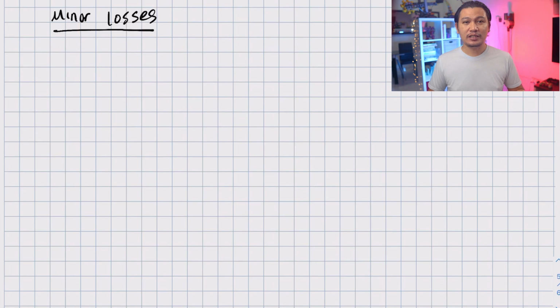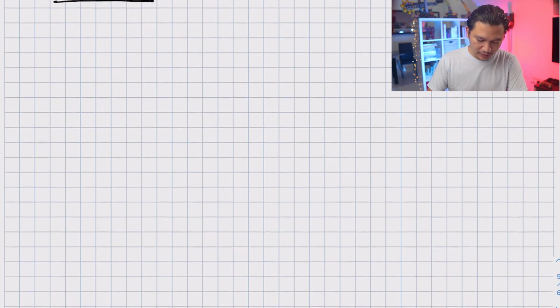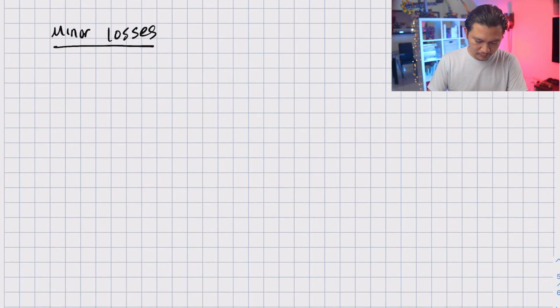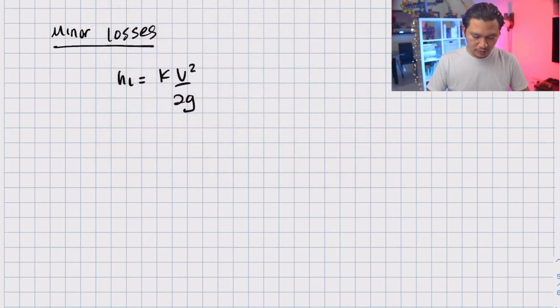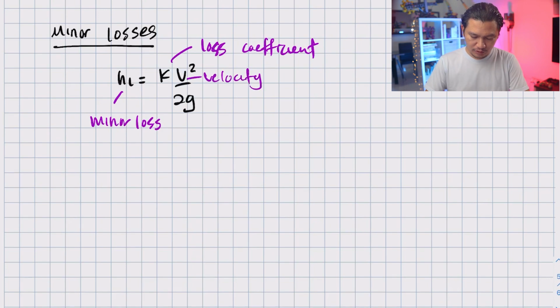And it is represented mathematically as HL equal to kV square over 2G. And if I label this, HL is the minor loss, K is what we call the loss coefficient, V is velocity, and as usual, G is gravity.